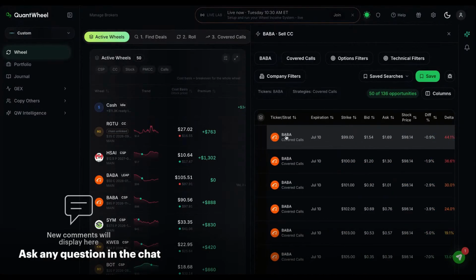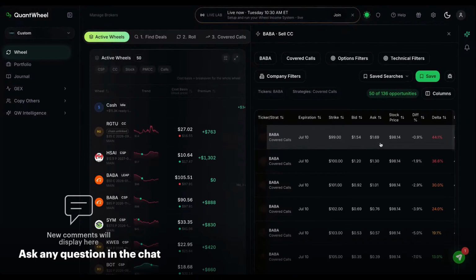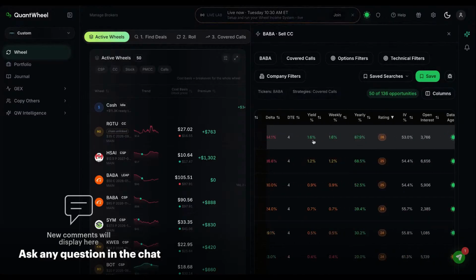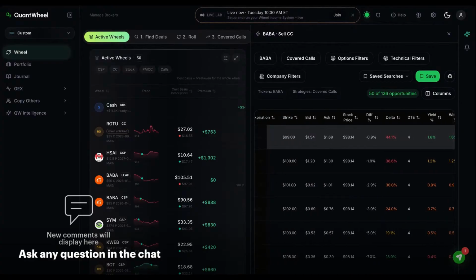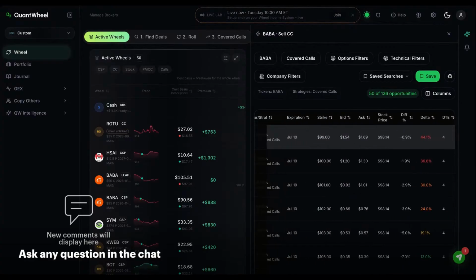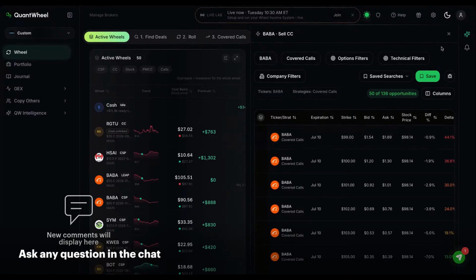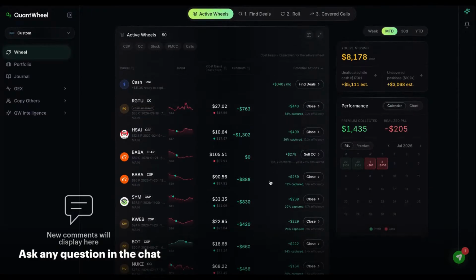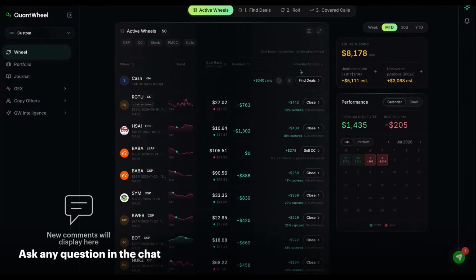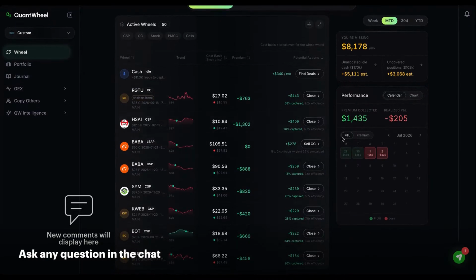So it found that if I sell this covered call at 99, which is above my break-even point of 97, I could be making 1.6% yield weekly. And if I get assigned, it's above my cost basis. So that's a good deal. I think I might do this right after this call. And then it sorts all of your deals by potential action having a potential to earn extra cash.